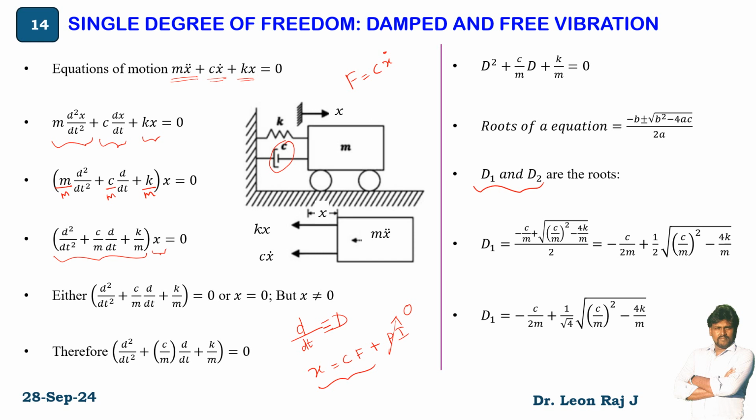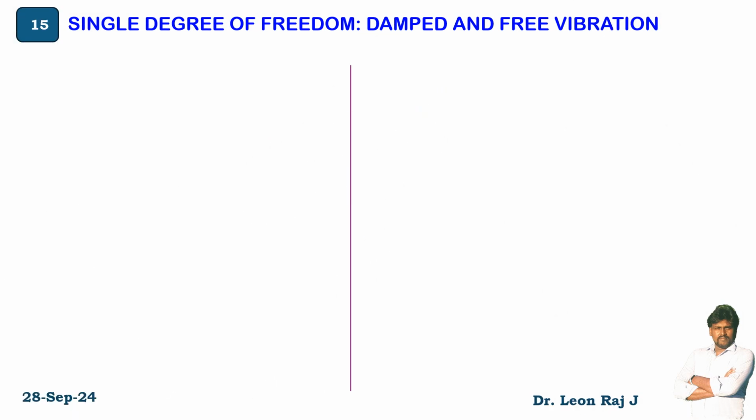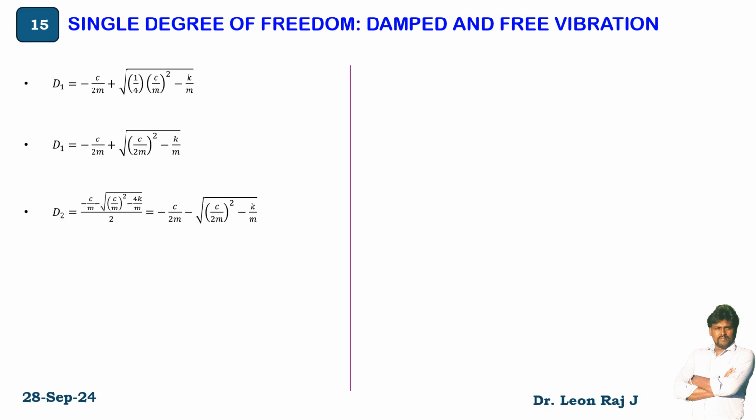Simplifying this by taking the 2 inside, that is minus c by 2m plus 1 by 2 square root of (c by m) whole square minus 4k by m, and taking the 2 inside the root, we get the d value. So d1 is minus c by 2m plus square root of (c by 2m) whole square minus k by m. So this is your root 1, and this is your root 2.